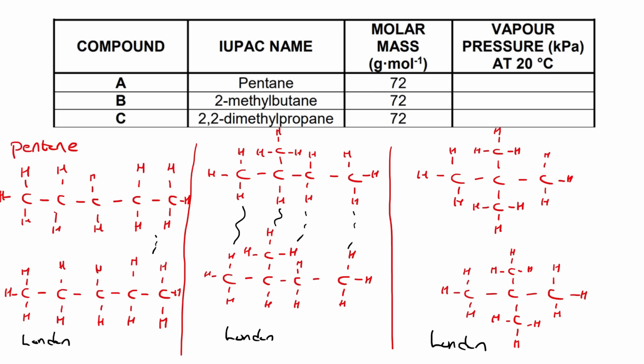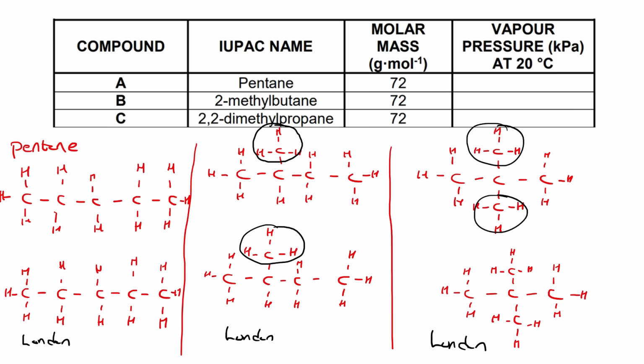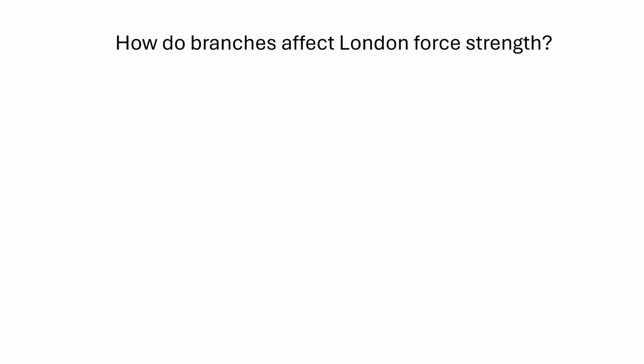So what are we going to do, guys? How does this work? Well, what they are getting at here is how do branches affect intermolecular strength? Or how does it affect the London strength? You can see we've got branches over there, and on this one we've got multiple branches. So what we've learned is that branches decrease the surface area of the molecules.